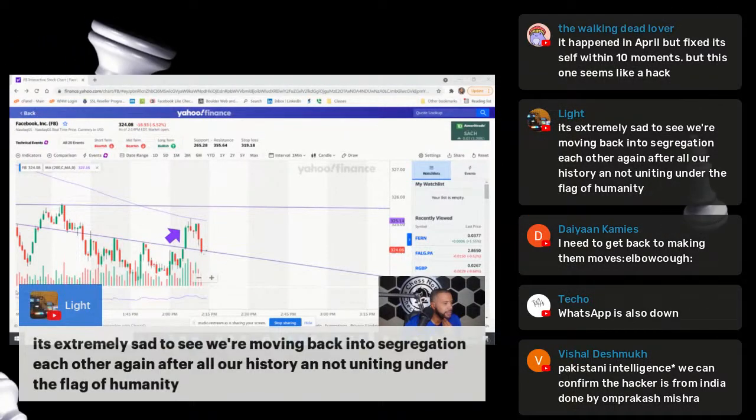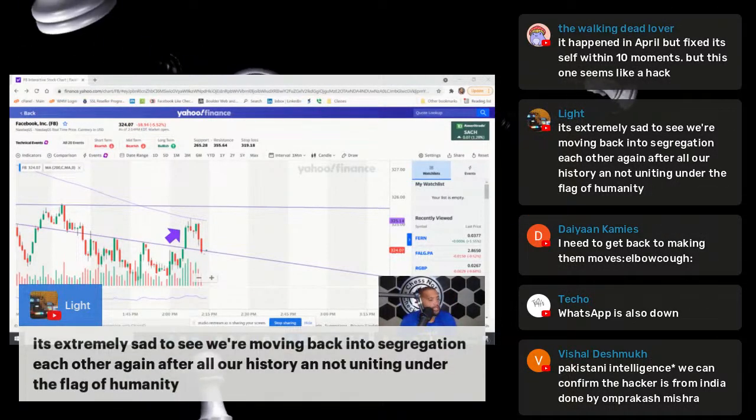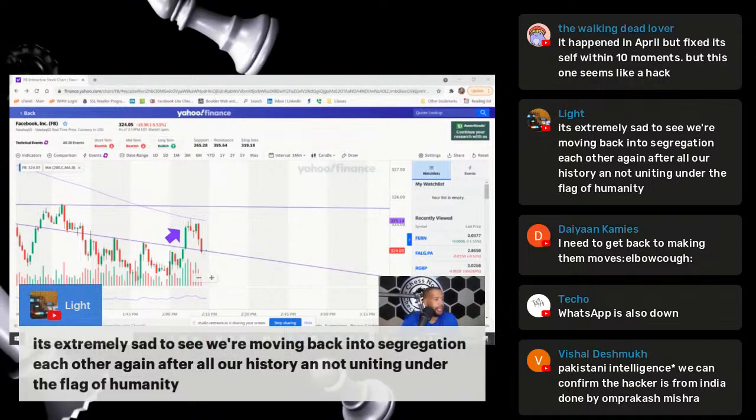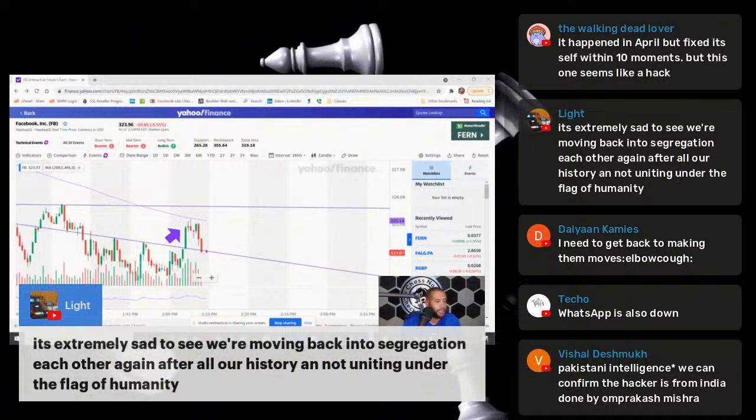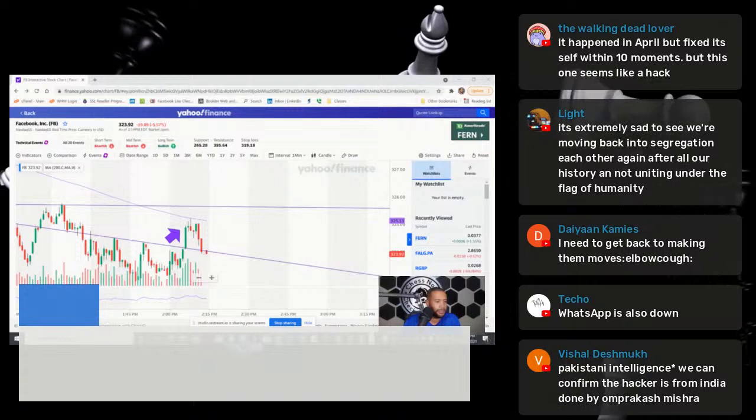Somebody says, students had to see we're moving back into segregation with each other after all our history and not uniting under the flag of humanity. It's good insight there.